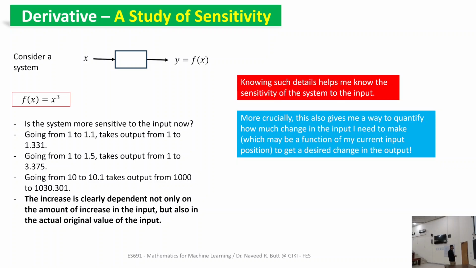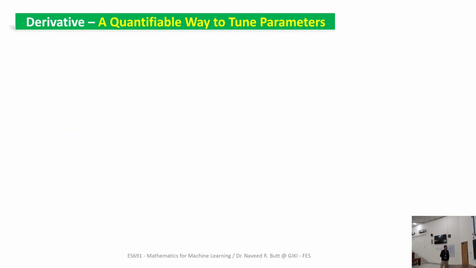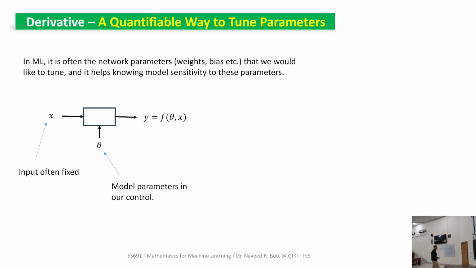So this may give me a quantifiable way of how much change in the input I need to make. जब मुझे पता है कि इस तरह behave करेगा, then I can know, okay, this much change in input from this point. If input was at 10, I need to make this much change. If input was originally at 1, I need to make this much change to make the output react in a certain way, right? So this is all about manipulating the behavior of the output, and we can quantify that, and that is where your derivative comes in, right? It's basically a quantifiable way to tune parameters.